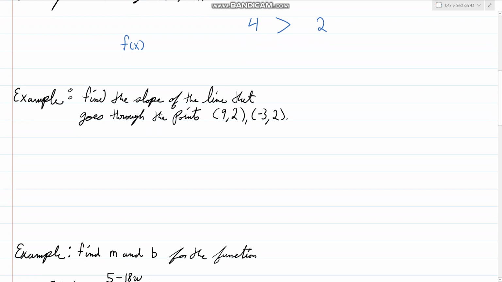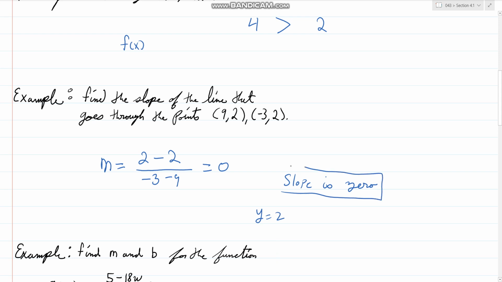For the next example, we want to find the slope of the line that goes through the points (9, 2) and (-3, 2). Well, I can use the same old formula to find slope that I always have. So I can go 2 minus 2 over negative 3 minus 9, and it looks like this slope is going to be 0. So we found the slope is 0, okay? And we know that that's a horizontal line, and remember that must be the line y equals 2. But we were only asked what is the slope, and the slope is 0.